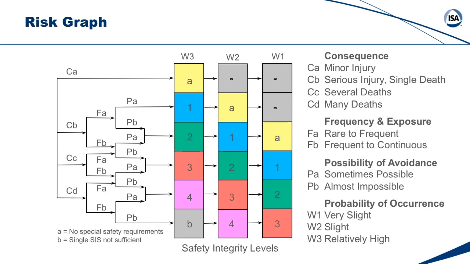But let's just say we choose the middle category, slight. So we started on the left, C sub C, then F sub A, then P sub A, the middle column. We need SIL 1. The numbers in the boxes are SIL, safety integrity levels. So this function to prevent whatever high pressure that might cause several deaths, which people typically are not around, and there are some ways to avoid it, and chance of it occurring is just slight. This function needs to meet SIL, safety integrity level 1. So what does that mean?